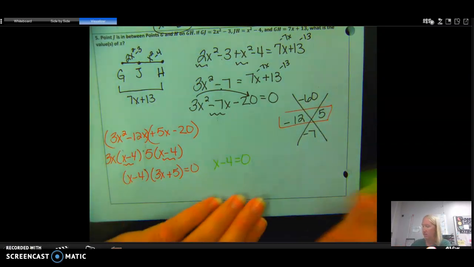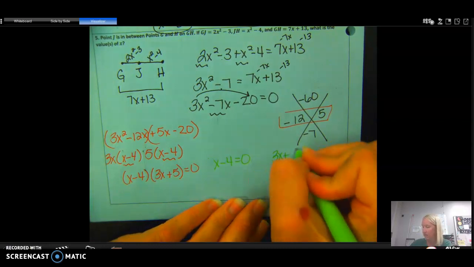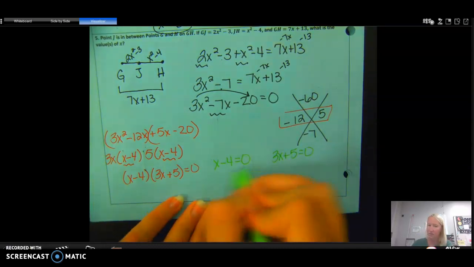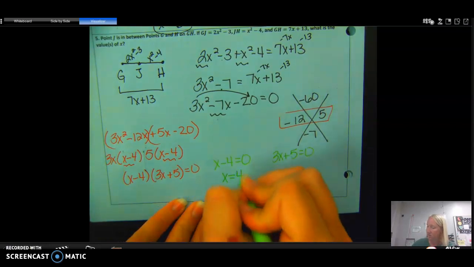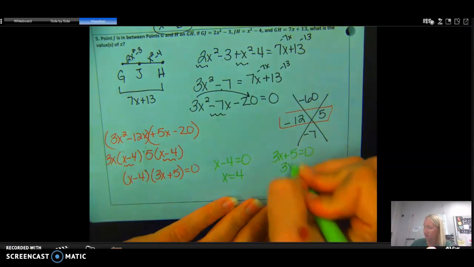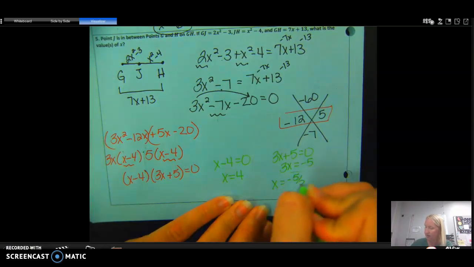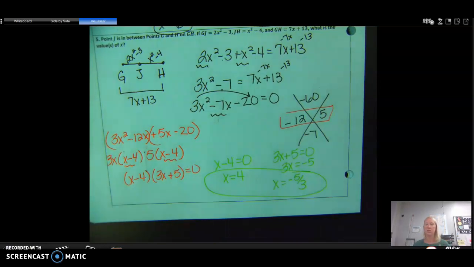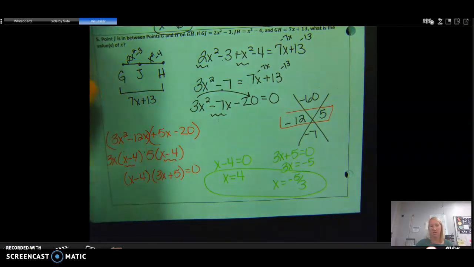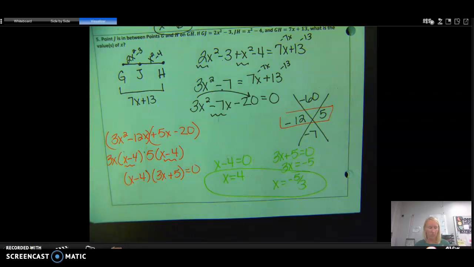I hope you guys can see that. And 3x plus 5 equals 0. I add 4 to both sides here, so I get x equals 4. I subtract 5, so I get 3x equals negative 5. And then I divide by 3, so I get x equals negative 5 thirds. Those are your two answers on that. There's a lot of quadratic math there, huh? Hopefully I didn't go through that too fast. If I did, stop me whenever I'm going through it so you can catch up to where I'm at and make sure that you understand it.